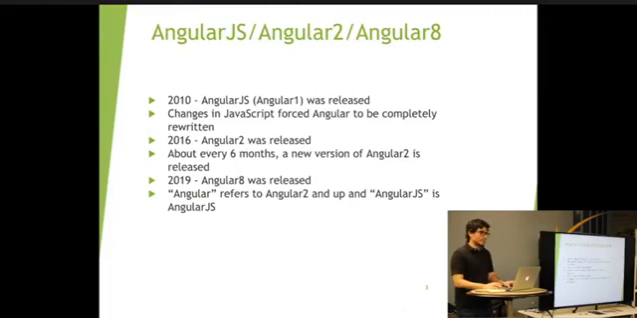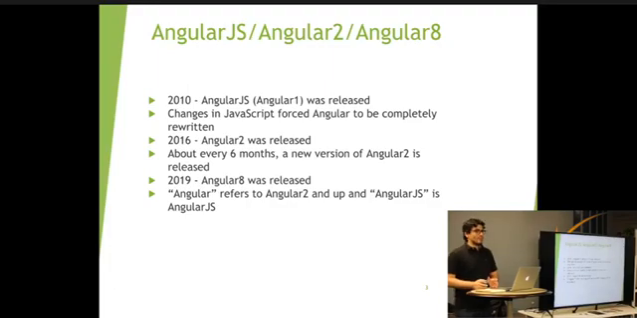There's sometimes a bit of confusion when learning Angular. There's AngularJS, Angular 2, and right now we're using Angular 8. In 2010, AngularJS, also known as Angular 1, was released. At that time, there were a lot of changes with JavaScript, React was coming out, and there were new paradigms for creating web applications. Because of that, they decided to rewrite Angular all over again and call it Angular 2. In 2016, Angular 2 was released. Angular 2 is almost completely different from AngularJS.